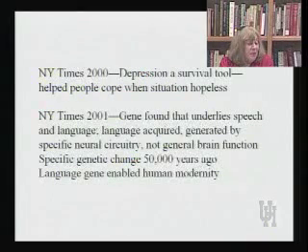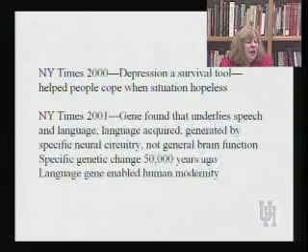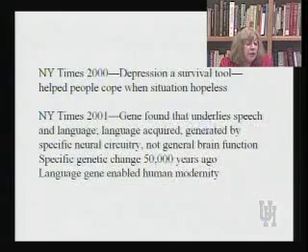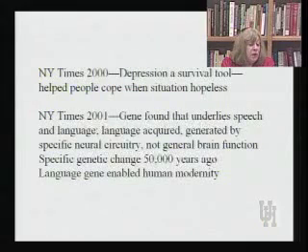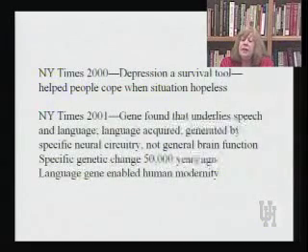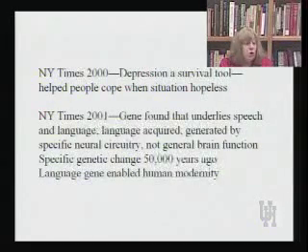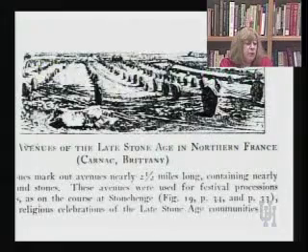In the New York Times, 2001, a gene was found that underlies speech and language. This is the language gene I was telling you about. Language is acquired and generated by specific neural circuitry, not general brain function, and there was a specific genetic change 50,000 years ago, and the language gene enabled human modernity. It allowed humans to take a great leap forward into humanness by the development of this language gene. That's some of the latest research.